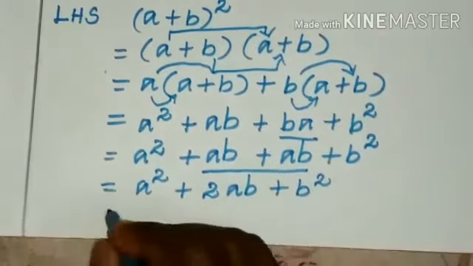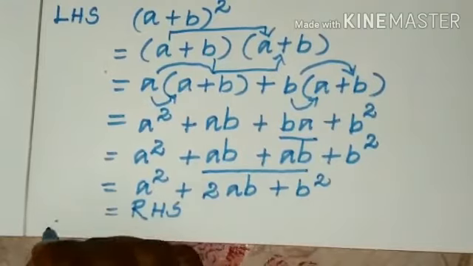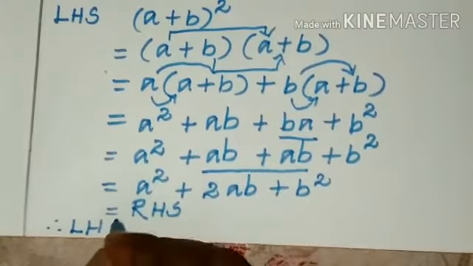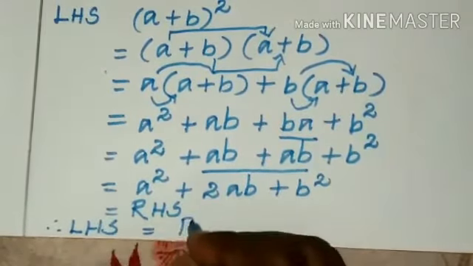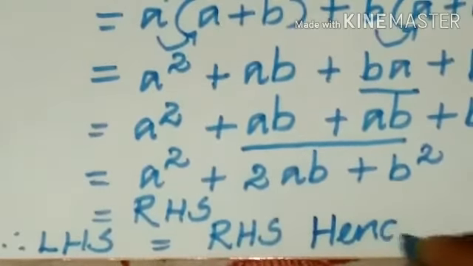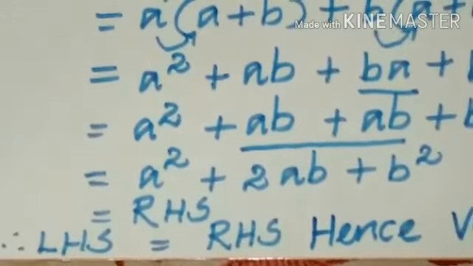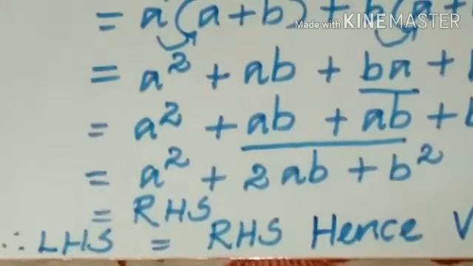So we have got the right hand side. So therefore left hand side is equal to right hand side. Hence we verify this property, that is a plus b the whole square is equal to a square plus 2ab plus b square.